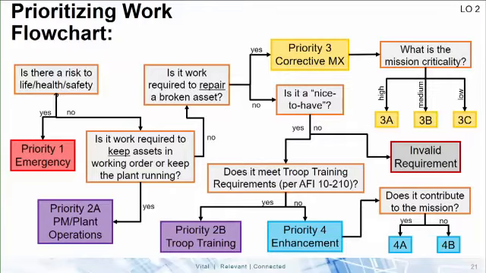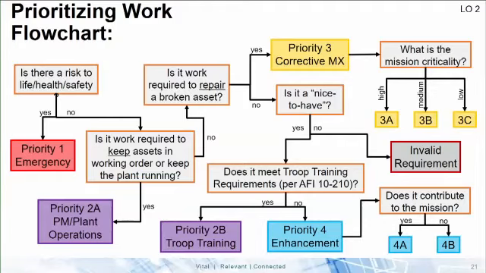So during your homework, maybe use this flow chart to determine, first off, life, health, safety. Boom, priority 1, work your way down. And again, is it required to repair a broken asset? That's corrective maintenance. Is it a nice to have, something that doesn't already exist? Then something new, then it'll be a priority 4.